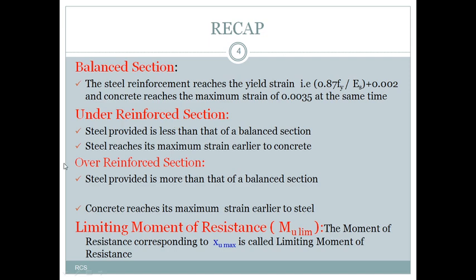And we have another type of section, the over reinforced section. Here, concrete will reach its maximum strain first, before the steel. So we can call it a compression failure, meaning in this scenario the concrete will fail first before the steel. As concrete is a brittle material, it will not give any warning before failure. And the amount of steel provided in this over reinforced section is more than that of the balanced section.